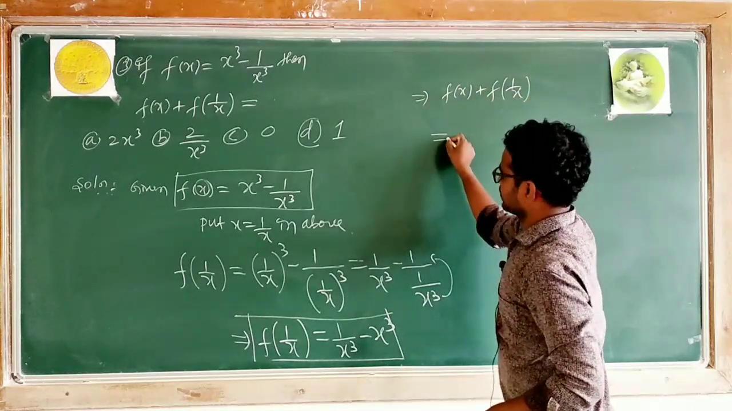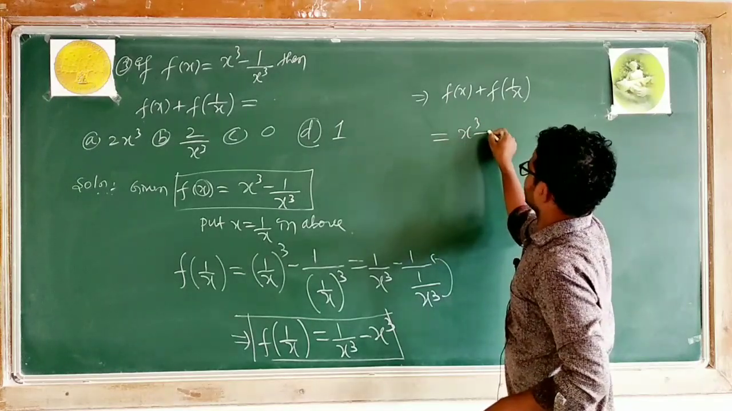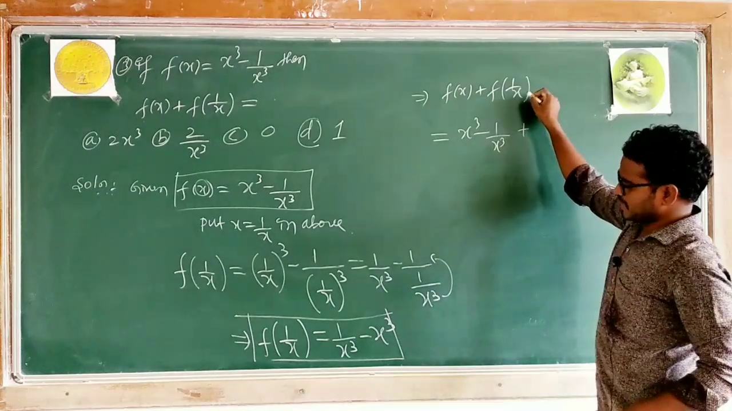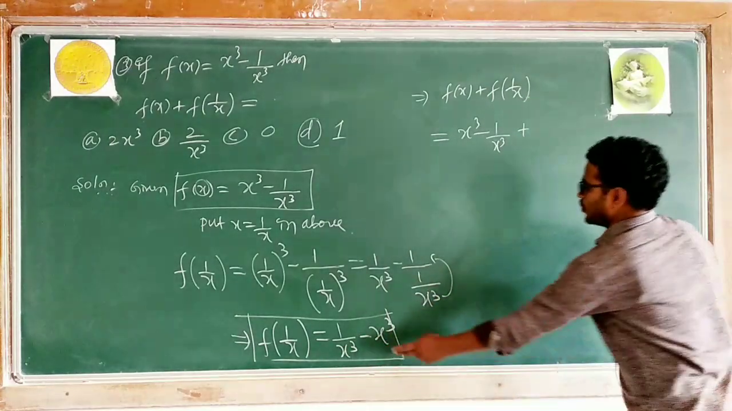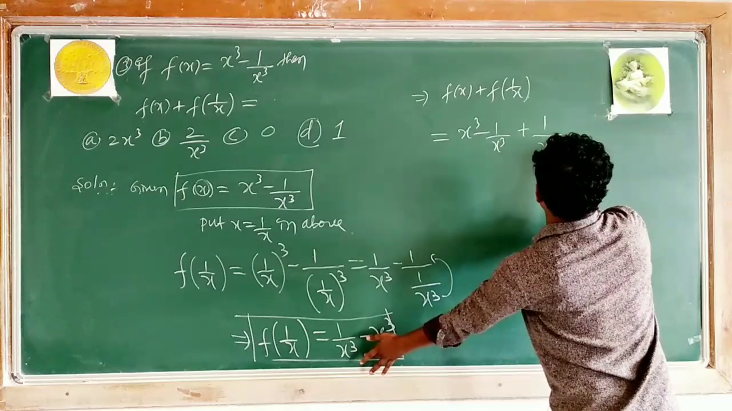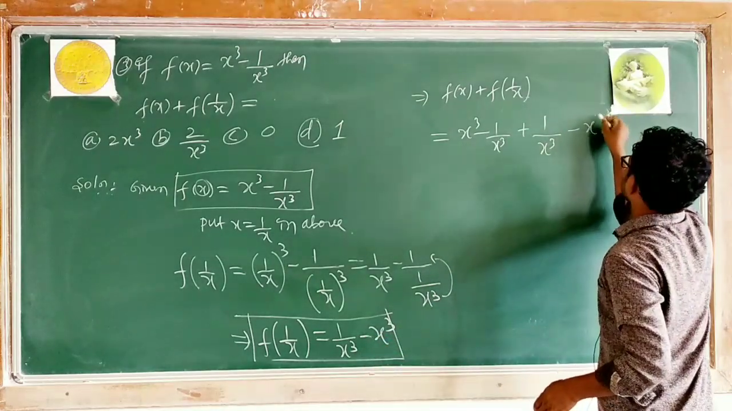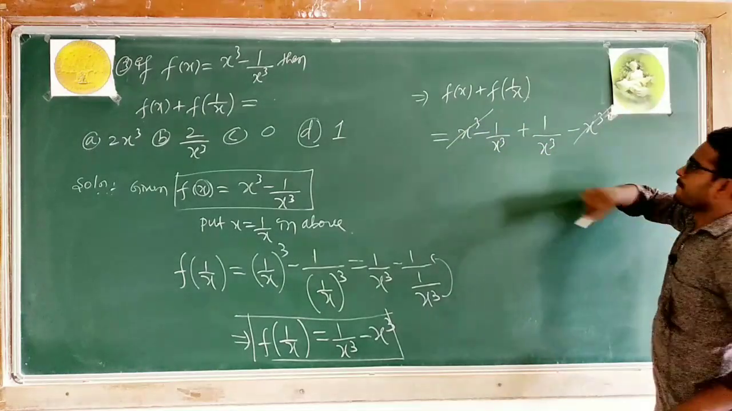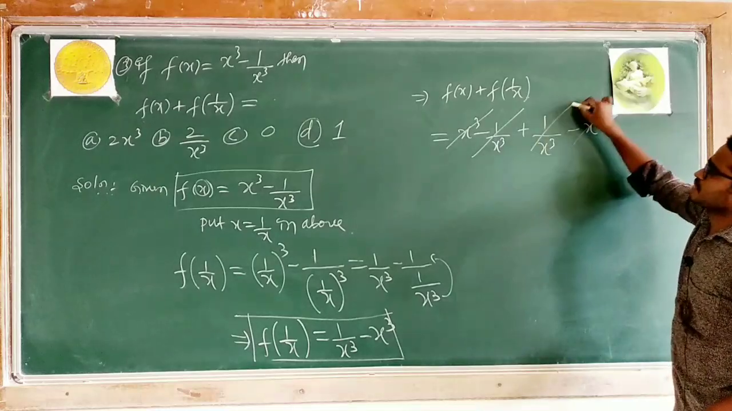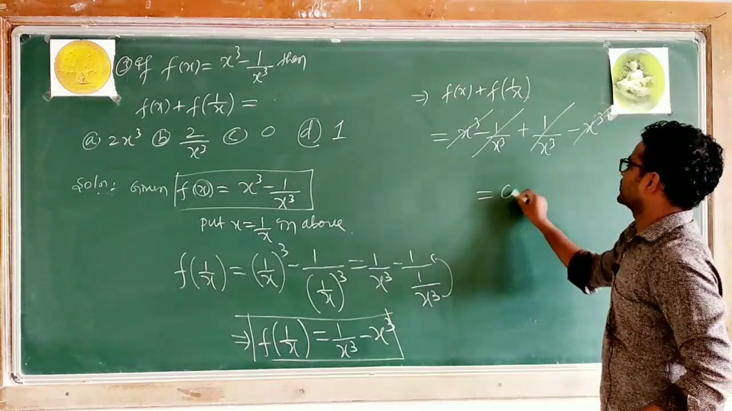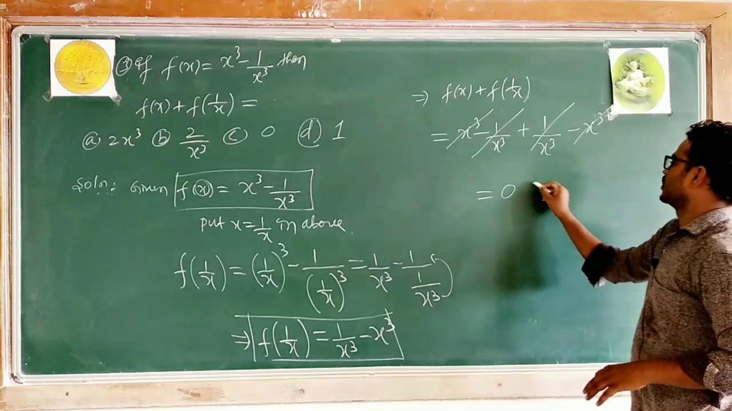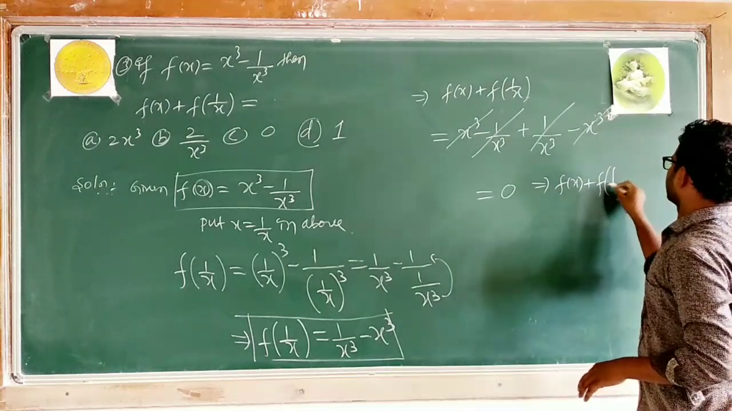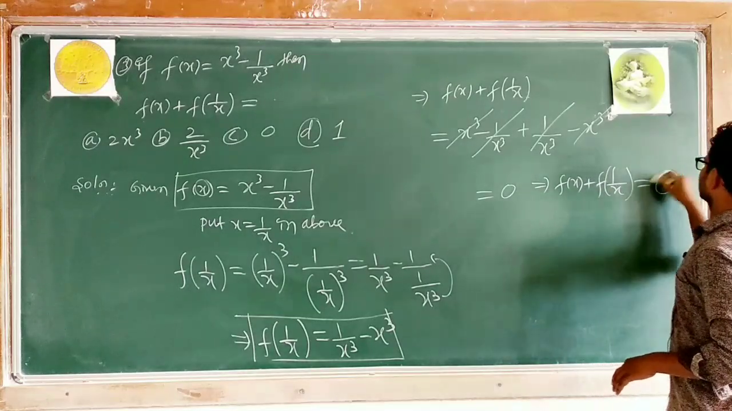What is f of x? f of x is x cube minus 1 by x cube. Plus, f of 1 by x is what? f of 1 by x is 1 by x cube minus x cube. Listen to me: plus x cube minus x cube, minus 1 by x cube plus 1 by x. What happened? Everything cancelled, so you will get 0. It implies that f of x plus f of 1 by x is equal to 0.